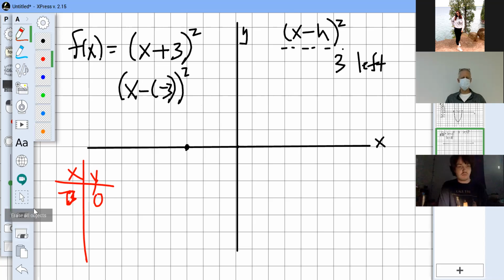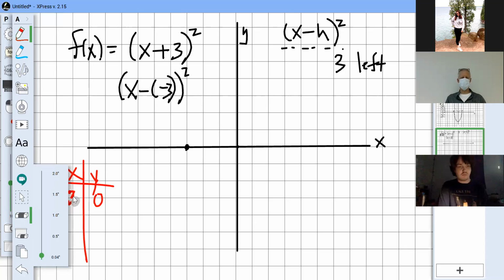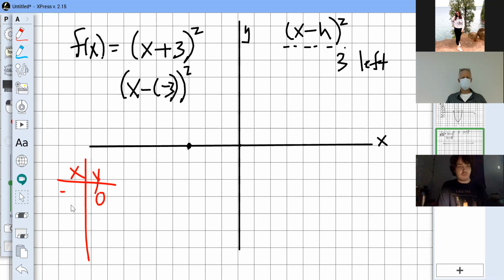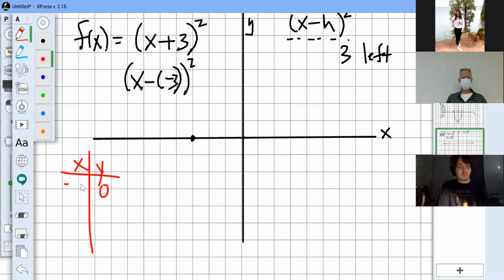Sorry about that. That's not what I wanted to write. Negative 3, 0. Now think about that parabola being to the left and right of negative 3. Those are the numbers that you're going to want to pick to graph the rest of it.